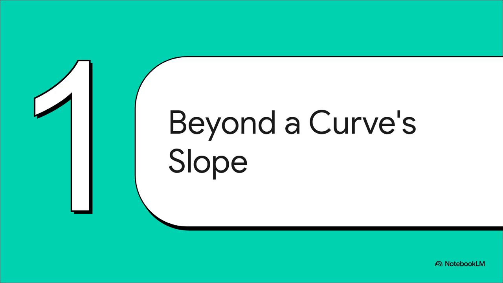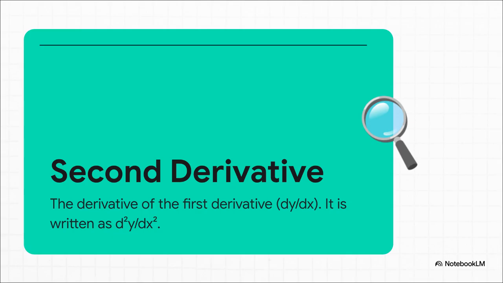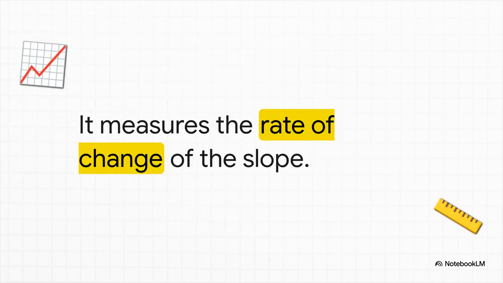We need something more powerful, a tool that can tell the whole story of the curve's bend, or as mathematicians like to call it, its concavity. And that tool? It's the second derivative. And honestly, it's pretty much exactly what it sounds like. You take the derivative of the derivative. So we start with our function, we find its slope, and then we just find the derivative of that slope function.